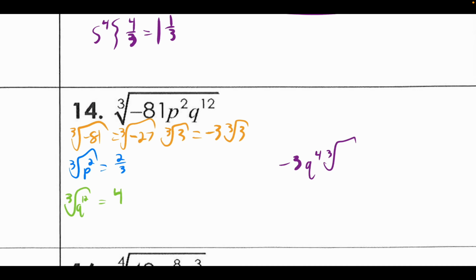We have a 3 inside the radical. We have p squared inside the radical. And no q's, because there were none remaining. And that is our answer.